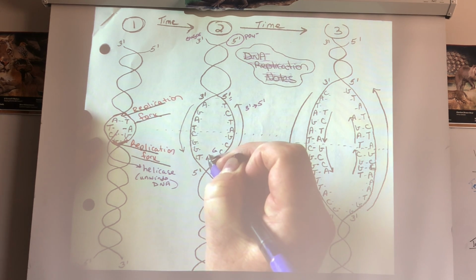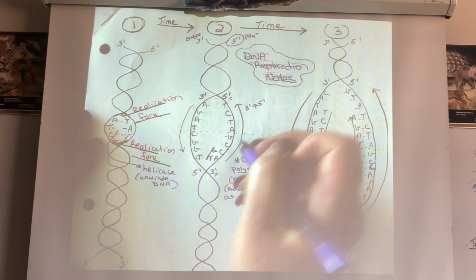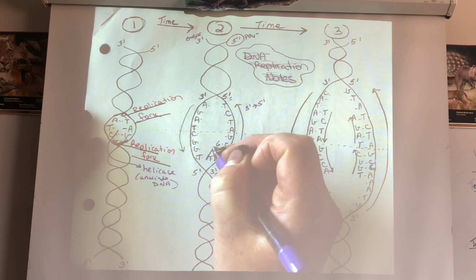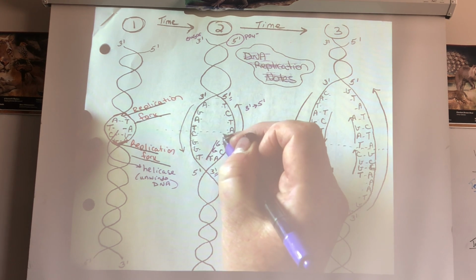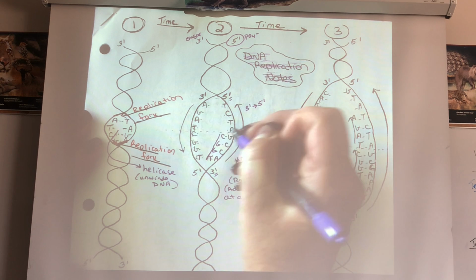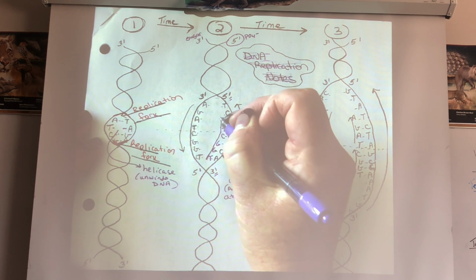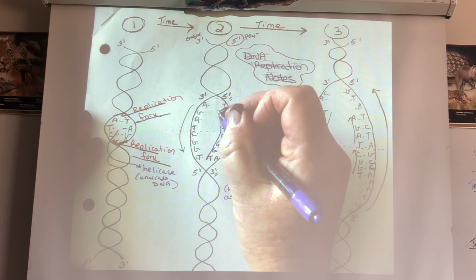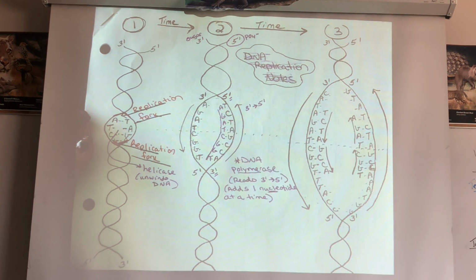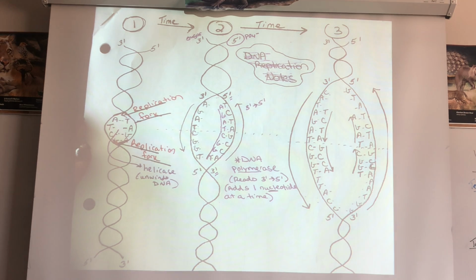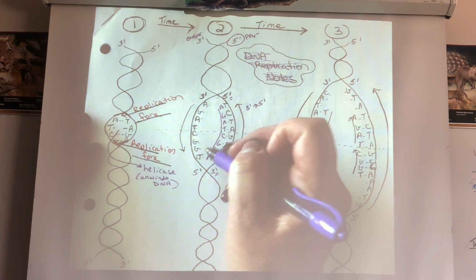Okay, G. And again, it's going to add the phosphate and sugar. And then a G, it's going to add the phosphate and sugar. A C, a T, an A, a G, and an A. In that direction. On the other side, it's just going the opposite direction.